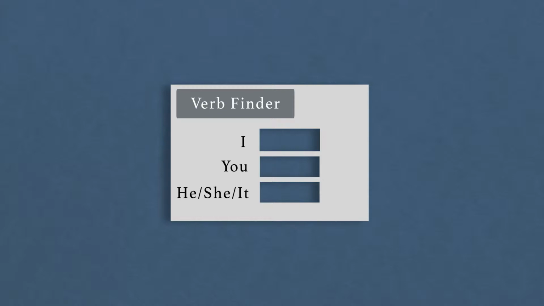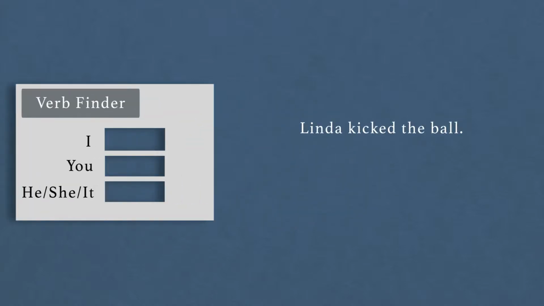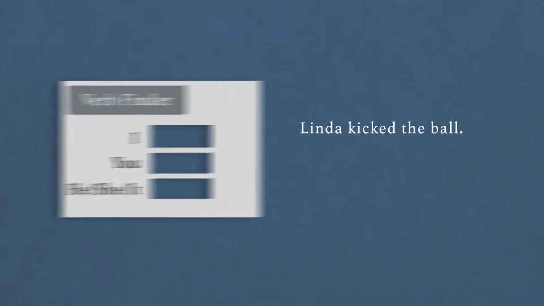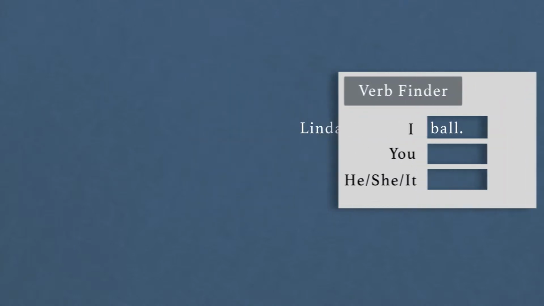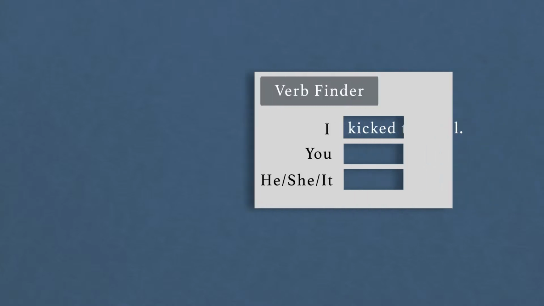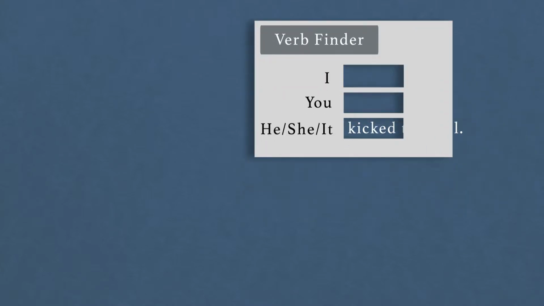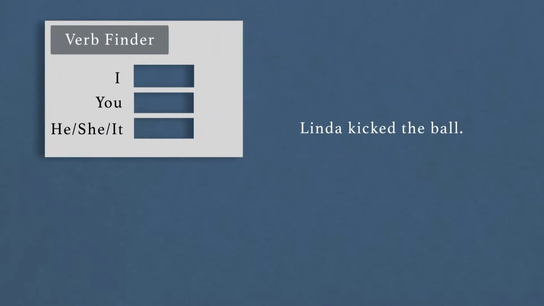I blank, you blank, he, she, it blank. All right? All you need to do is plug the words of the sentence into that blank. The verb will always fit in that blank. So in the sentence, Linda kicked the ball. Stick each of those words in the blank. I, Linda, that's not a sentence. I, the, not a sentence. I, ball, not a sentence. I kicked, well, there you go. There's your verb. I kicked, you kicked, he, she, it kicked. The only word in that sentence that fits in the blank is kicked.